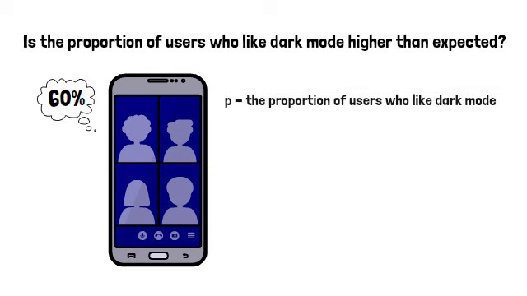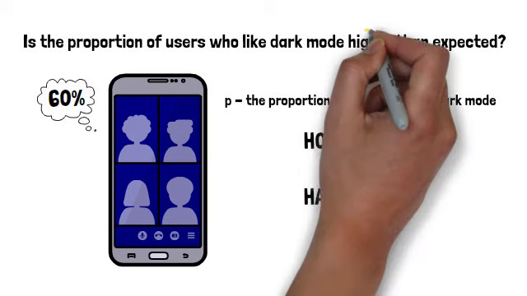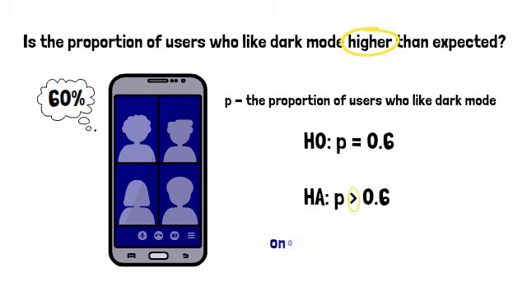Let's define our population proportion P to be the proportion of users who like dark mode. We can define a set of hypotheses, with the null being that this proportion is equal to the hypothesized proportion of 0.6, and the alternative being that it is greater than 0.6. We use a greater than sign here because the question of interest asks us to evaluate whether the proportion is higher than expected. This test is called a one-proportion z-test.